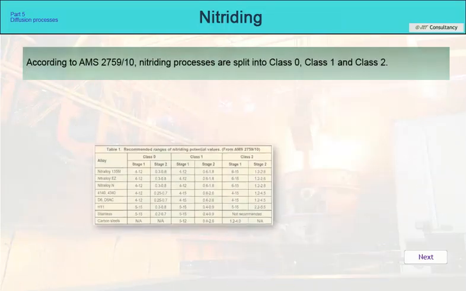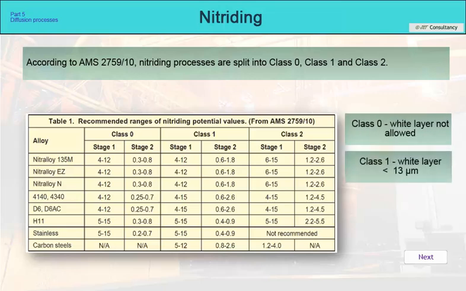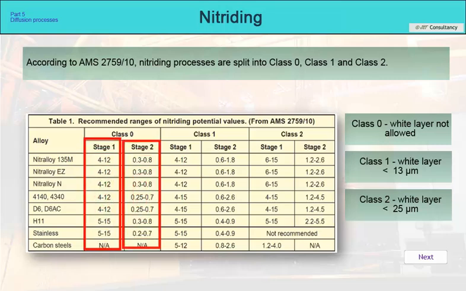There is an AMS 2759 Part 10 standard that directly specifies how to work with two-stage processes. Nitriding processes are split into Class 0, Class 1, and Class 2 groups. For Class 0, the white layer of nitrides is not allowed at all. For Class 1, the white layer is allowed in the range of up to 13 microns, and in Class 2 up to 25 microns. The table then contains the values of the nitriding number for the saturation period and for the diffusion period.